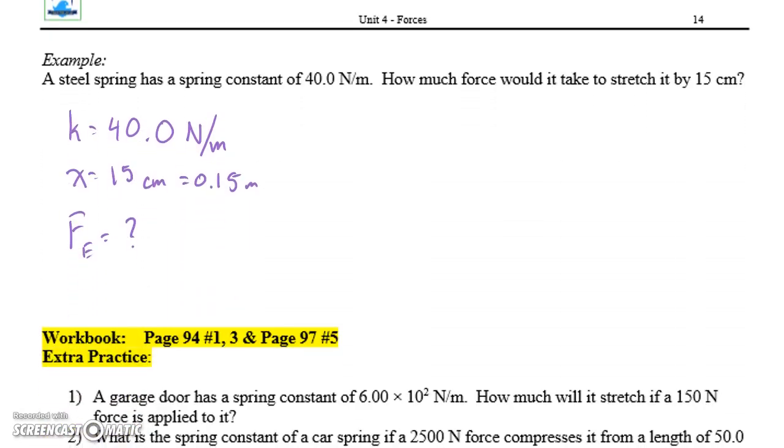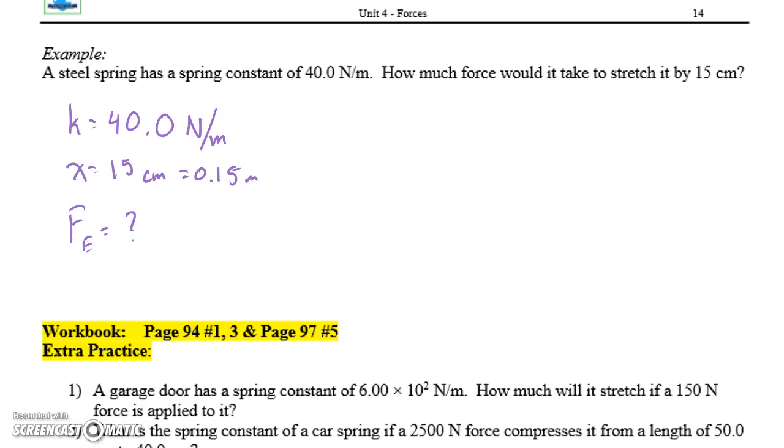So let's look at an example. We have a steel spring of spring constant 40.0 newtons per meter. How much force would it take to stretch by 15 centimeters? First off, we have to know that centimeters isn't the unit we want. We want to make sure that we're matching this meters, so we convert it to meters. So we have 0.15 meters.